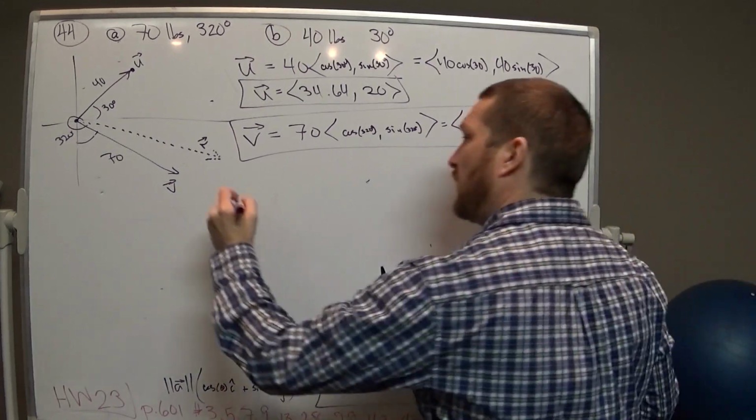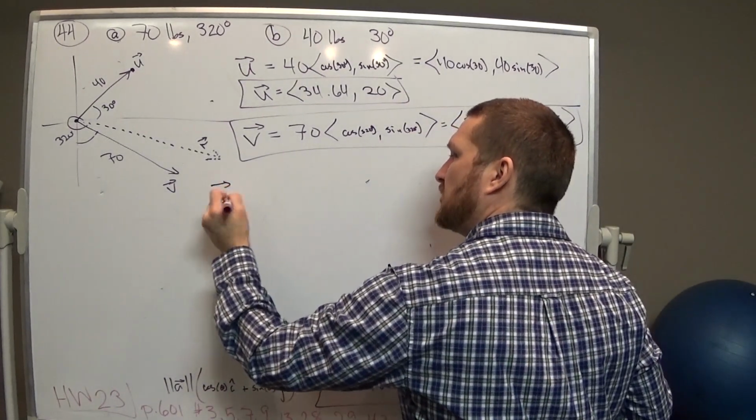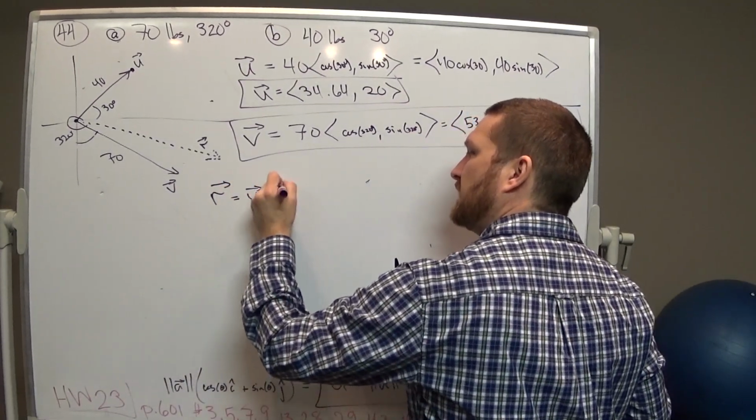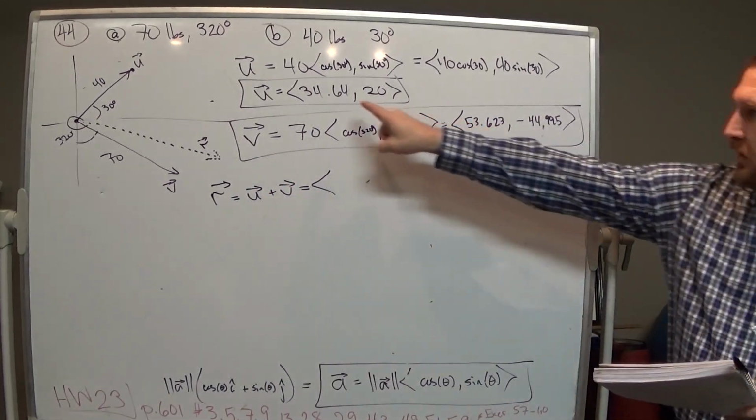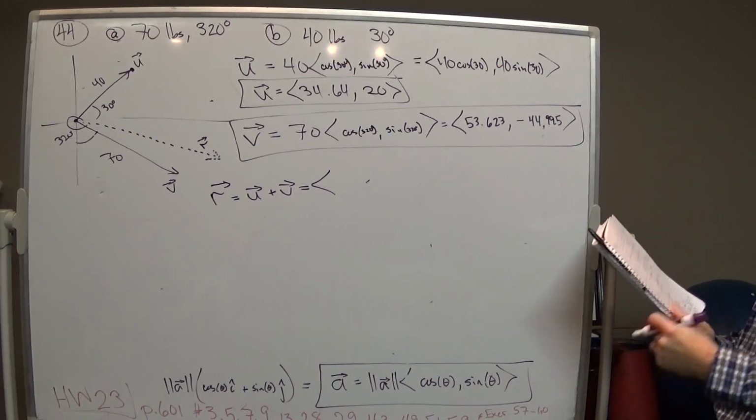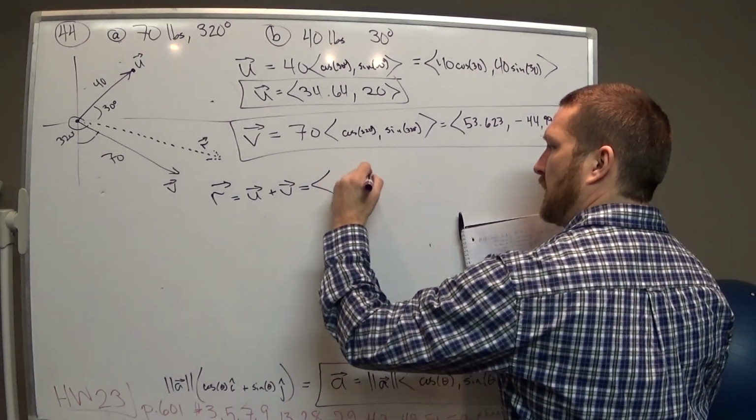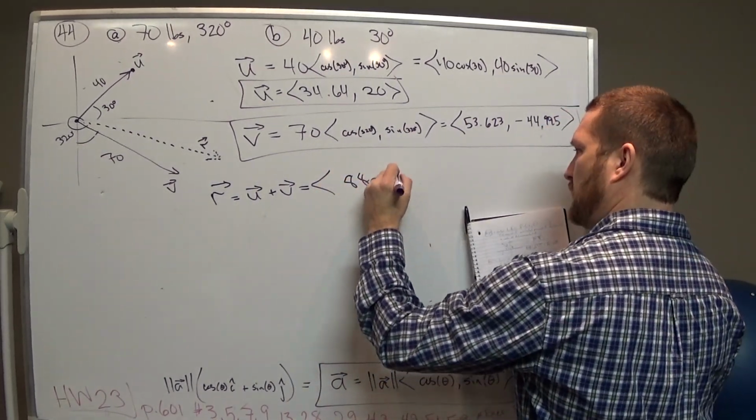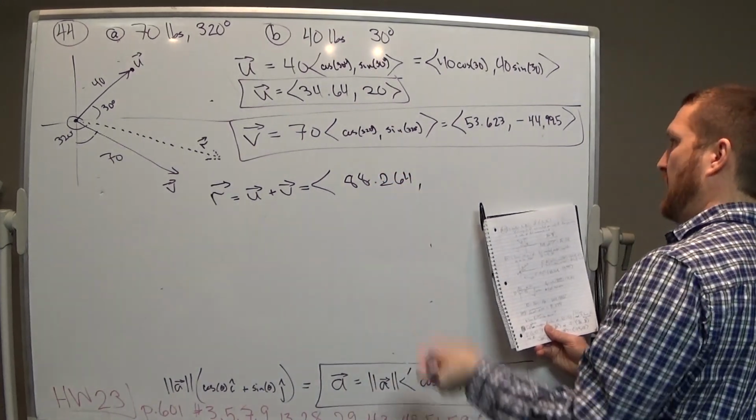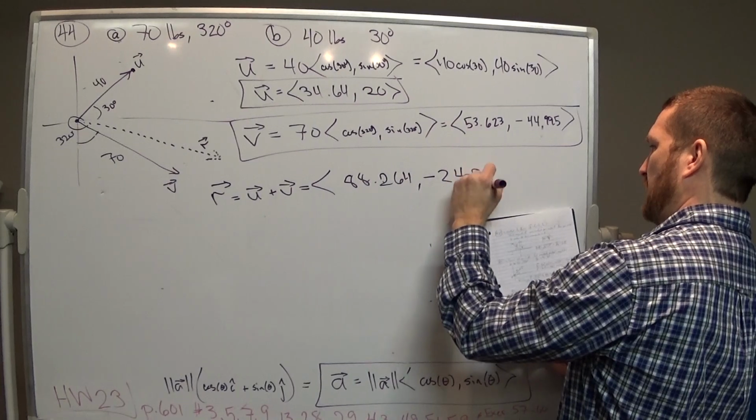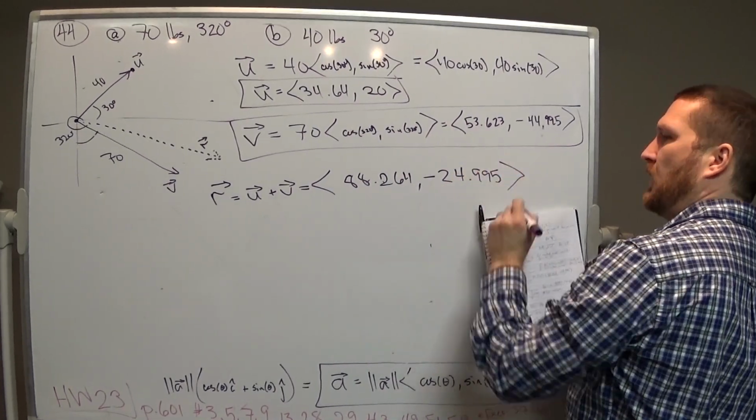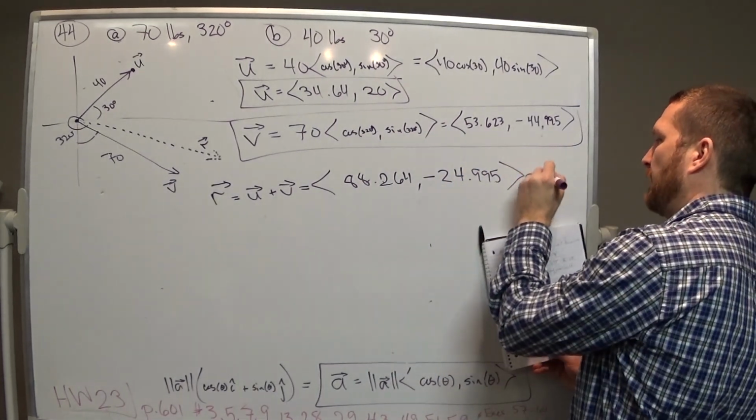Just add them together. So R is just U plus V, which works out to, of course, we're just adding that one plus that one, which gives me 88.264. Add that one and that one, and I get minus 24.995 and some stuff. Okay, so now I have R.